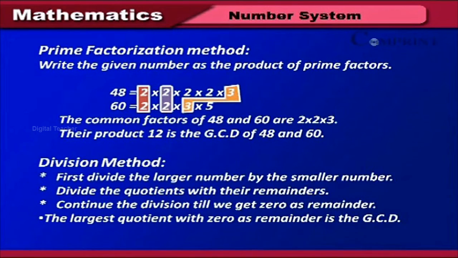Division method. First, divide the larger number by the smaller number. Divide the quotients with their remainders. Continue the division till we get 0 as remainder. The largest quotient with 0 as remainder is GCD.